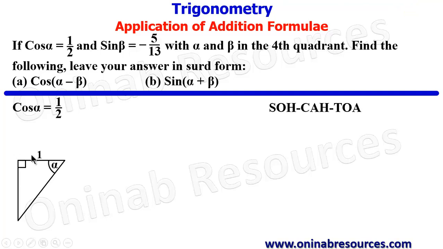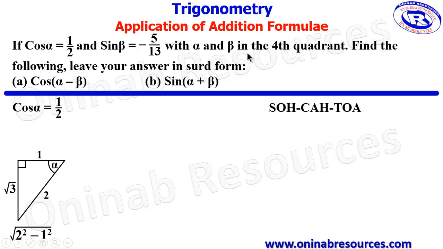So we have 1 here, this is the adjacent, this is the opposite, and our hypotenuse is agreed to be 2. Sine is opposite over hypotenuse. So from here we can use Pythagoras theorem to find the third side. That's going to be the square root of, since we are looking for the other side other than the hypotenuse, 2 squared minus 1 squared. This is 4 minus 1. We have it as square root of 3. So we can then go ahead to find sine alpha.